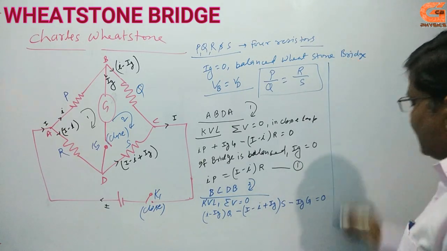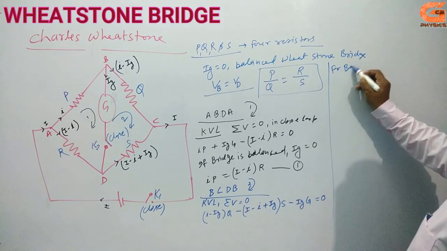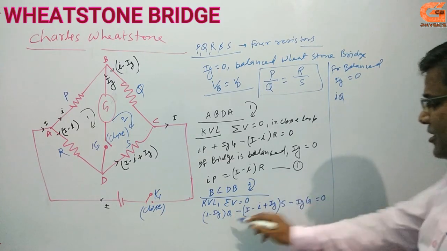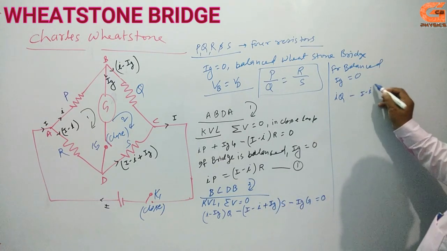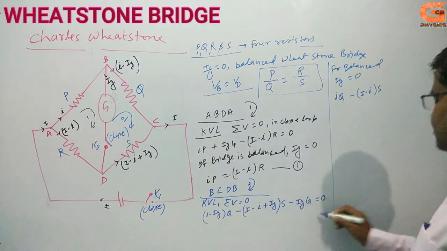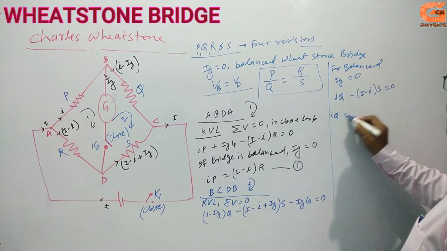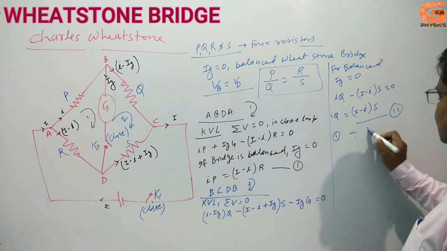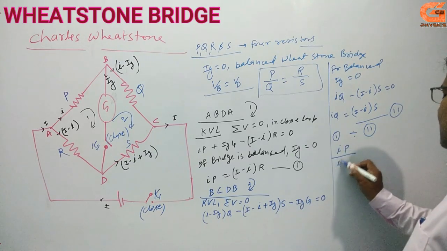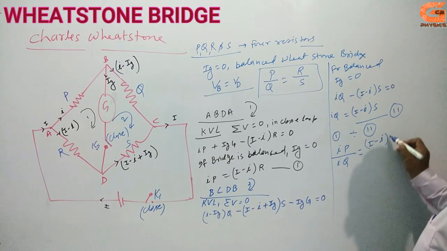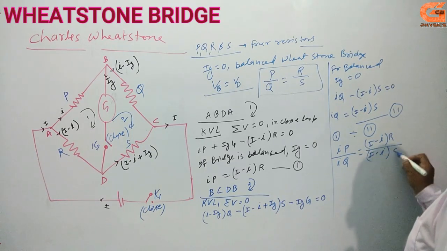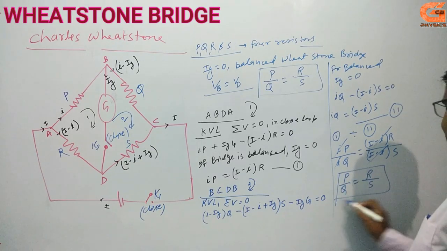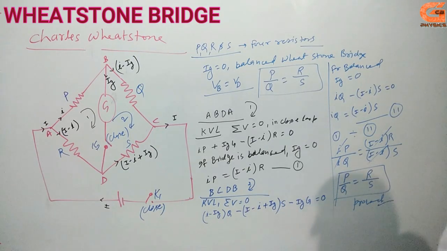For the balanced Wheatstone bridge, Ig equal to 0, it means this one is IQ minus I into S, and this one is also 0, then IQ equals I minus I into S, equation number 2. Dividing equation 1 and 2, we get IP by IQ is equal to I minus I into R upon I minus I into S. I and I cancel, therefore P by Q is equal to R by S, proved with the help of Kirchhoff's law.